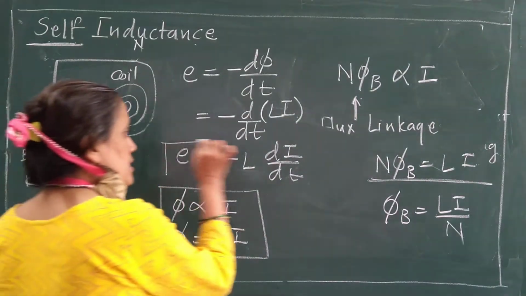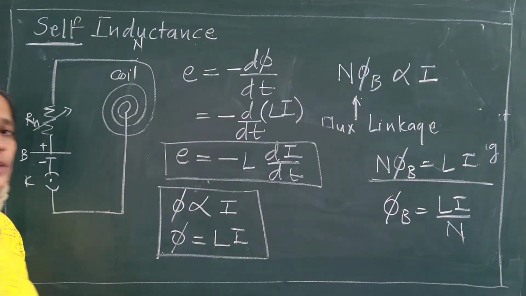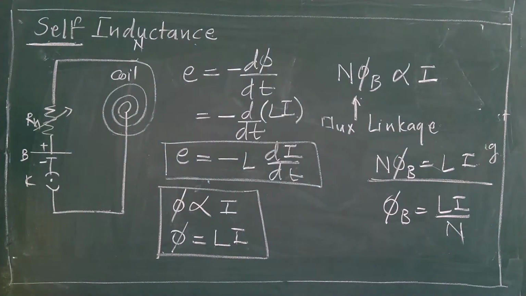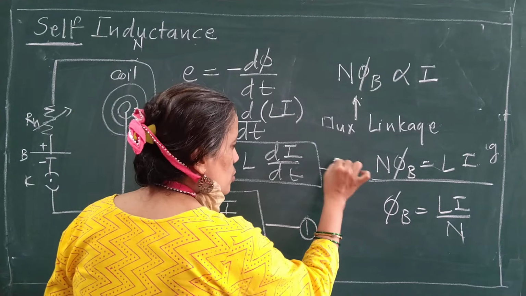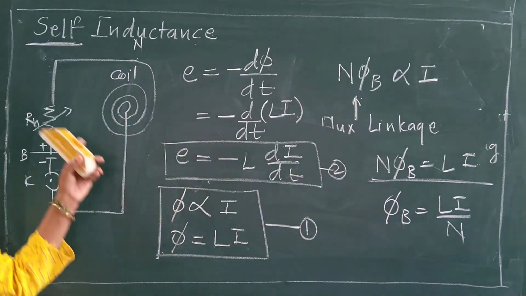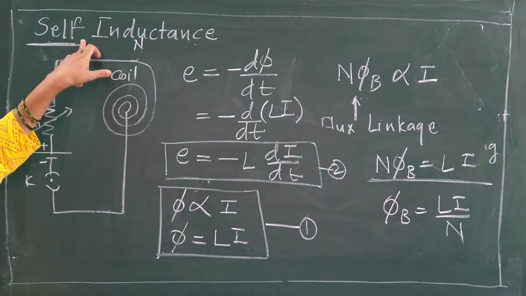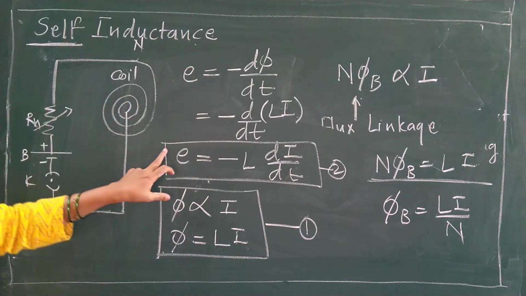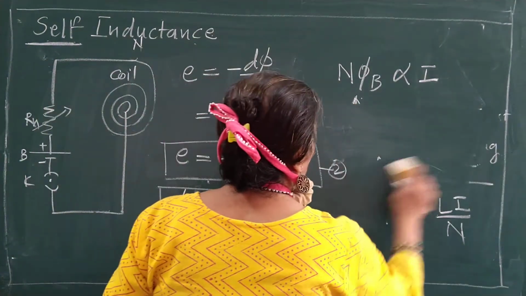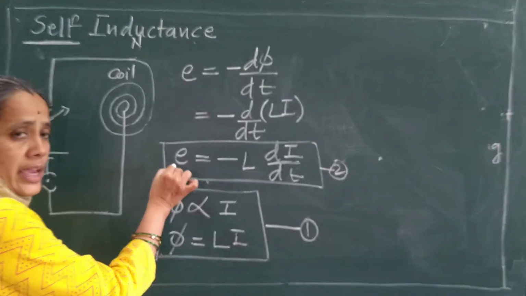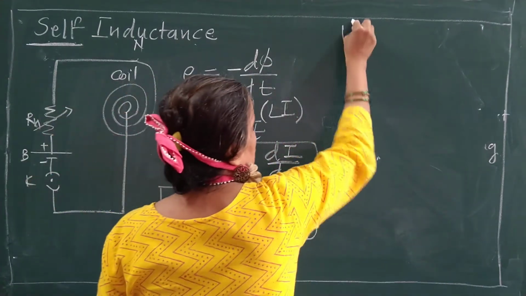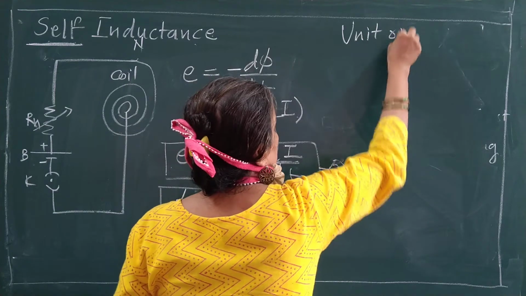So this is nothing but your EMF induced inside the coil. Now I can call this the flux formula, and this the induced EMF formula in the coil in case of self-inductance. And therefore, now here I can give the very first thing: from equation number 2, I can give the unit of inductance.